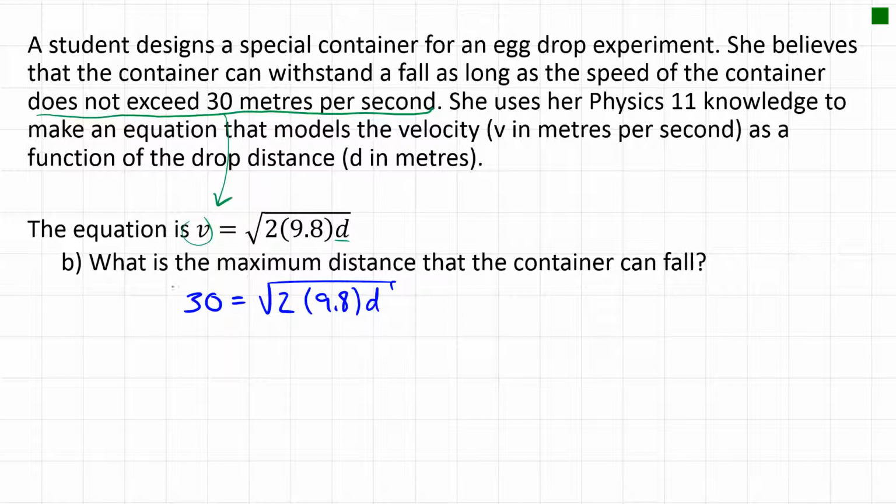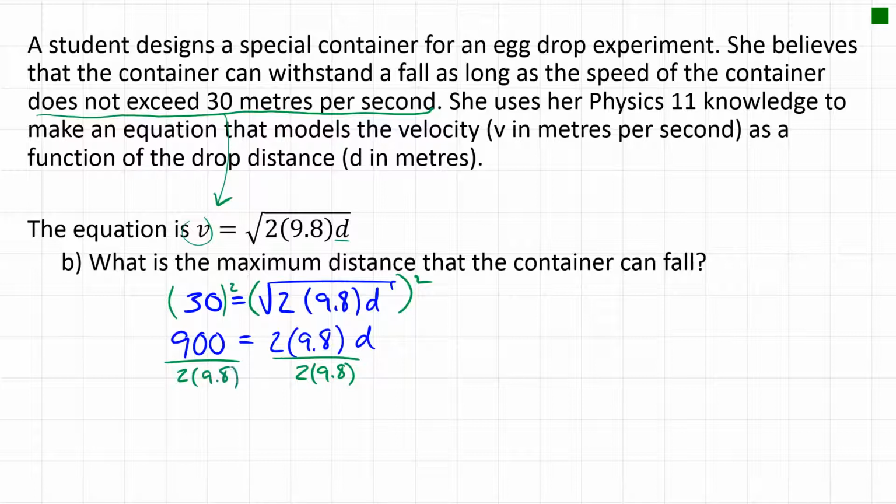And to solve this, we will square both sides, to get rid of that square root. 30 squared is 900. So 900 equals 2 times 9.8 times d. And then we have to divide by 2 and 9.8, and we can do that all together. We can divide by 2 times 9.8, which would leave us with d is equal to 900 divided by 2 times 9.8, and this is something I'll have to do in my calculator.